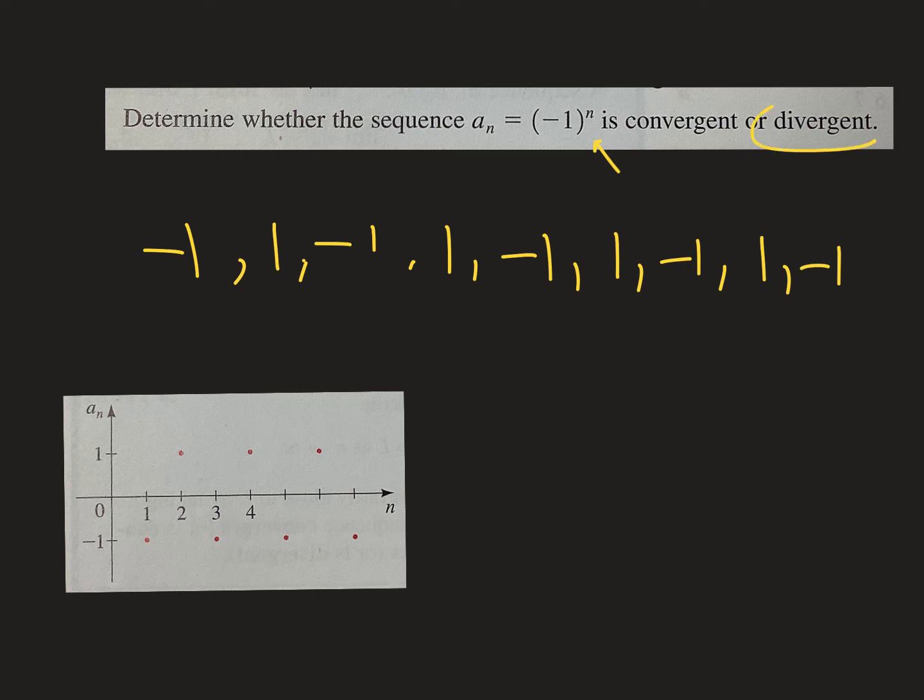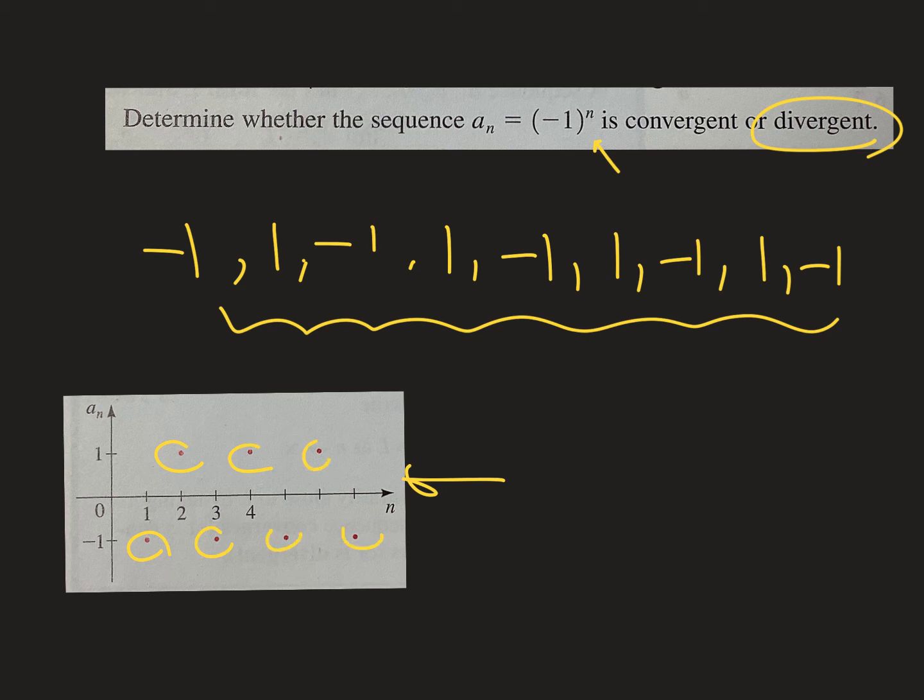And the answer this time is it just stays divergent. Obviously, this isn't getting close to anything. It's just going back and forth. The graph of it looks like this. It goes -1, +1, -1, +1. Okay, so it's not converging on anything. That is what divergent looks like if you have to come up with one.